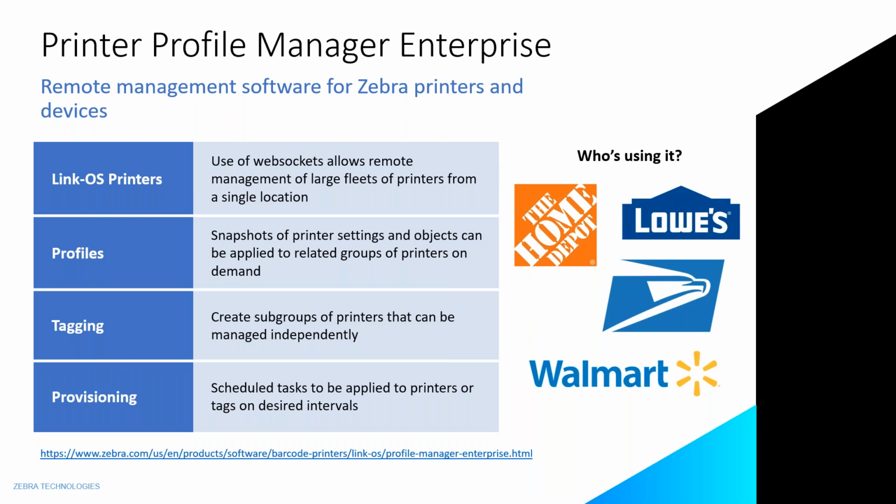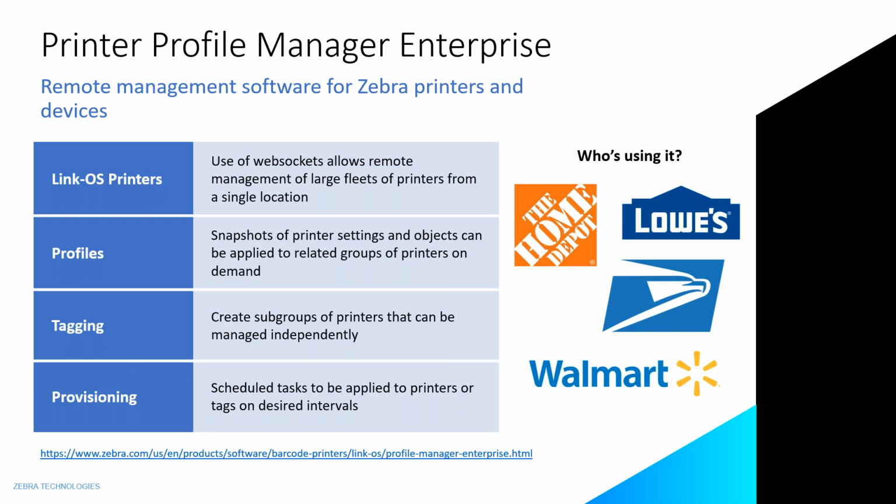Right along those lines is the ability to tag printers, and it's kind of what it sounds like. You're able to create subgroups of printers that can be managed independently. So imagine a customer has 50 printers and they would like to manage only 10 of those printers for a certain setting. By using tags, you could create a tag, apply it to 10 printers, and any task that could be applied to a single printer could also be applied to a tag, meaning those 10 printers.